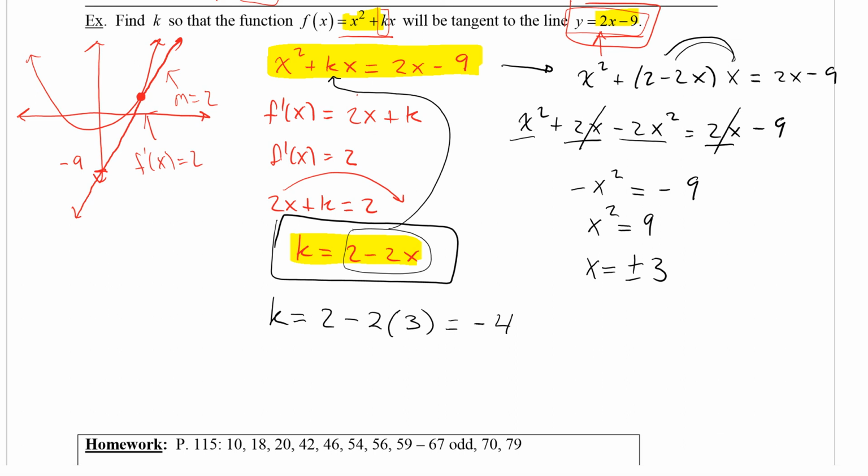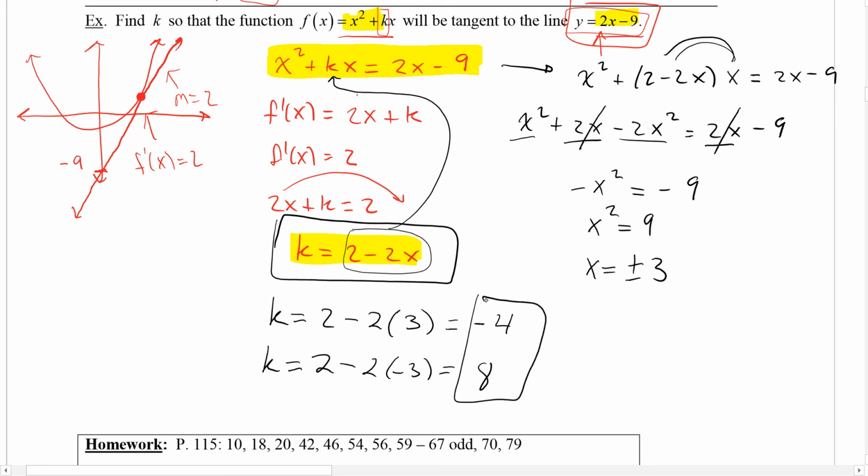Now let's look at the other k value. Let's plug in the other x value. So it's 2 minus 2 times a negative 3. And 2 times a negative negative is a positive 6. So it's 2 plus 6, which is 8. So these two k values give me this tangent line up here, which is 2x minus 9.